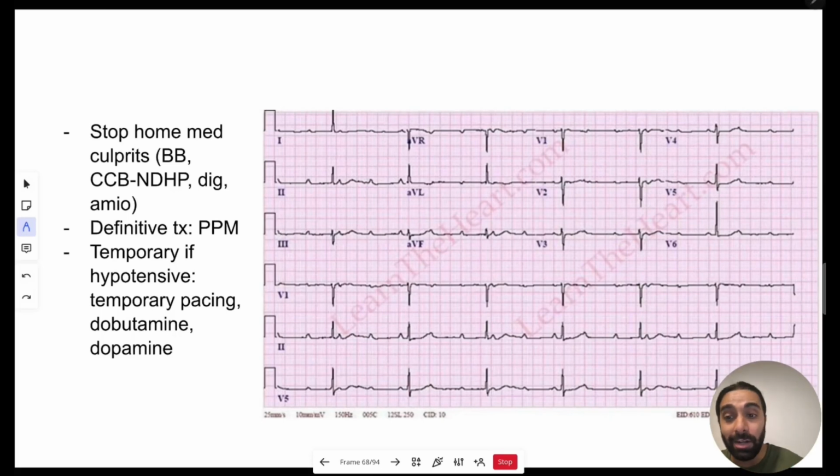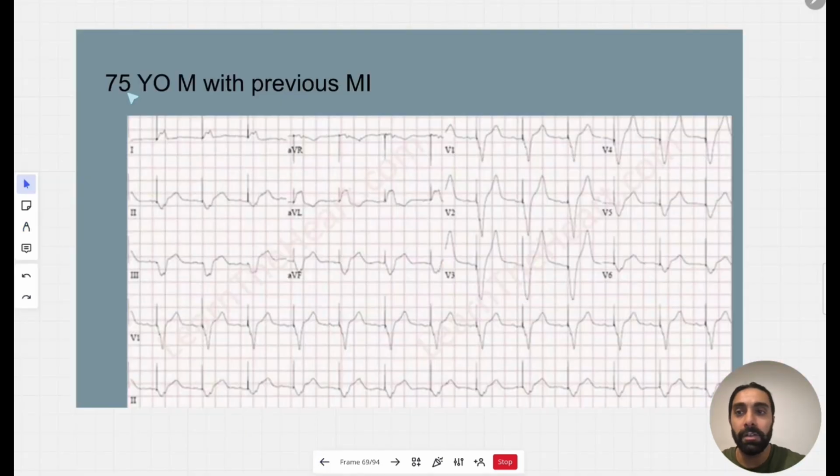If they're in shock, you want to give them fluids. You can give them atropine. You can do temporary pacing, and then you can give pressors that stimulate beta agonists, like dobutamine, dopamine, Levophed, epinephrine, that sort of thing. Levophed being norepinephrine.